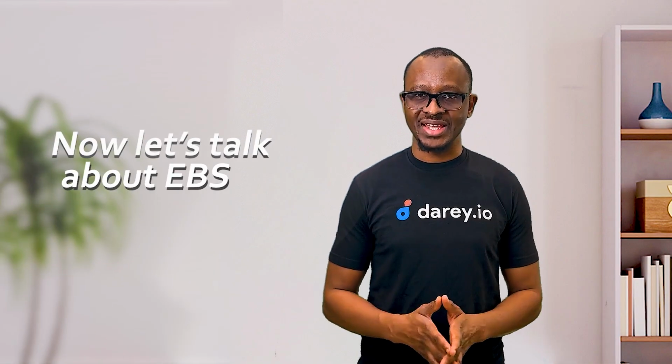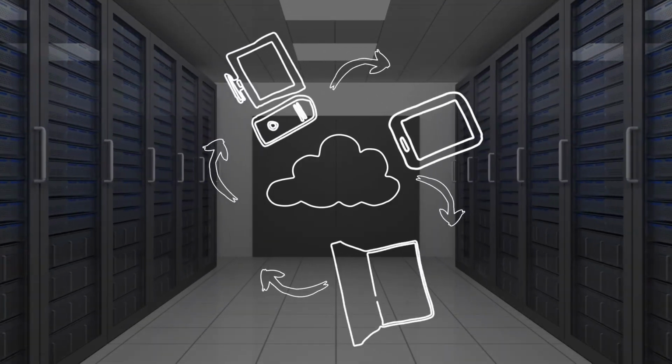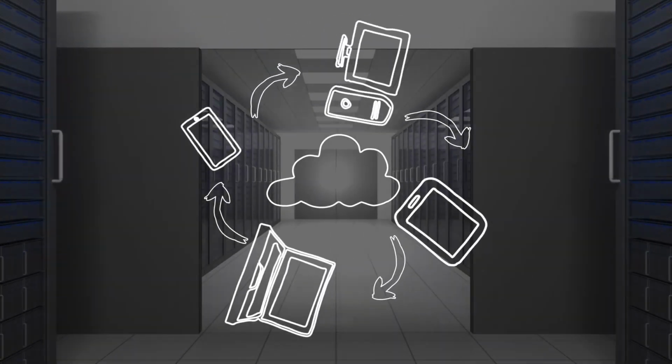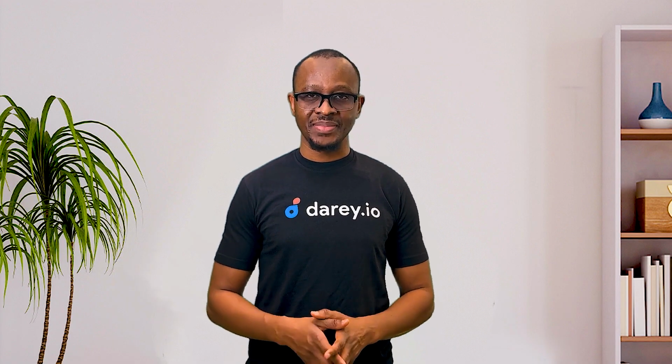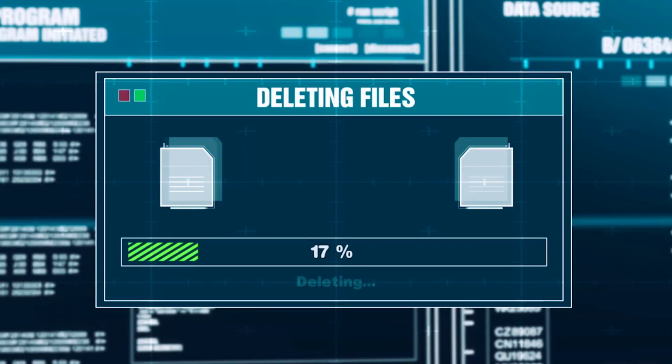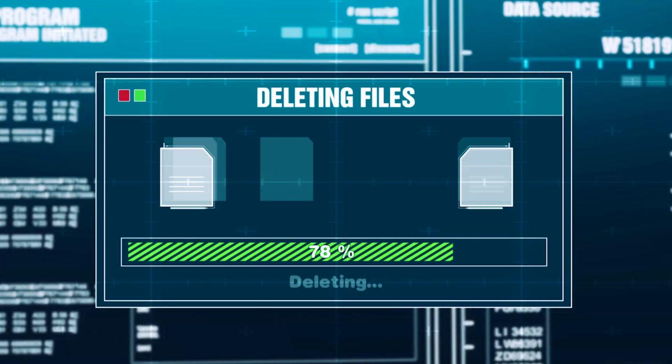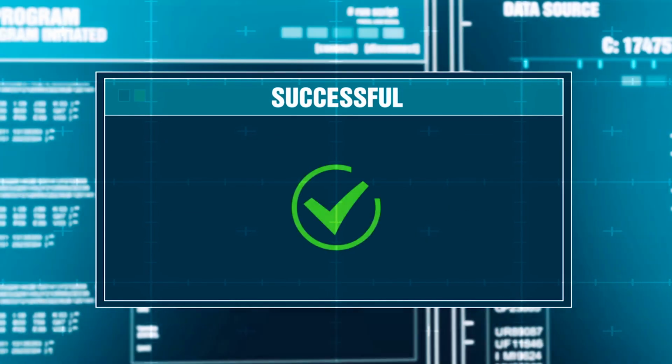Now let's talk about EBS snapshots. A snapshot is a point-in-time backup of an EBS volume. These backups are stored in Amazon S3, making them durable and accessible. Snapshots are important for a few reasons. First, they protect your data. If something goes wrong, like accidental deletion or corruption, you can restore your data from a snapshot.